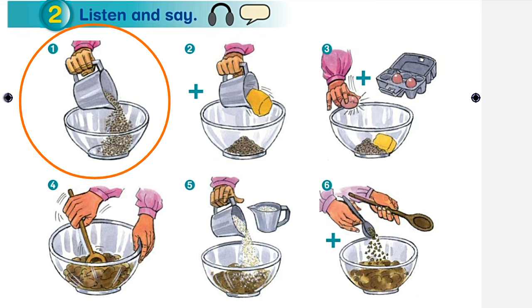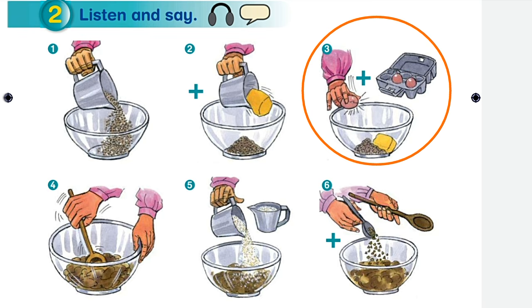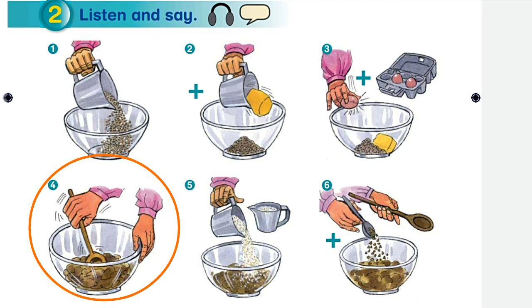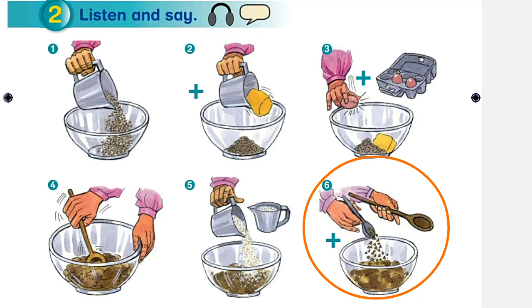One. Put 1 cup of sugar in the bowl. 2. Add 1 cup of butter. 3. Add 3 eggs. 4. Mix with a spoon. 5. Put 2 cups of flour in the bowl. 6. Add 1 spoon of nuts. Mix.